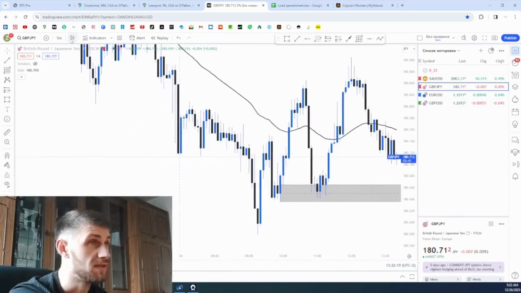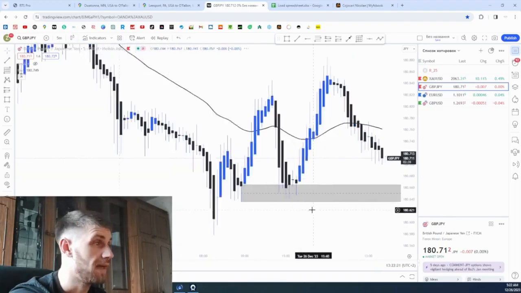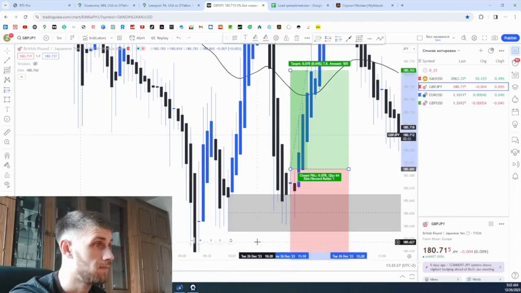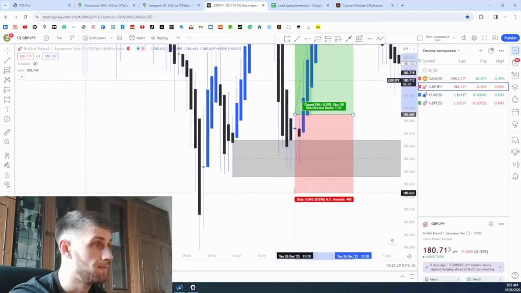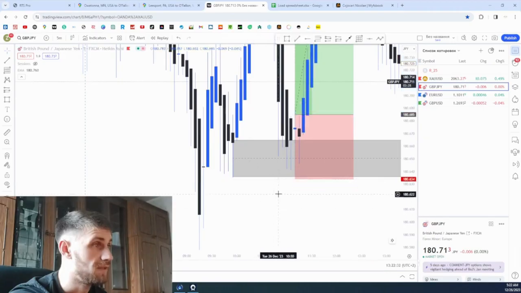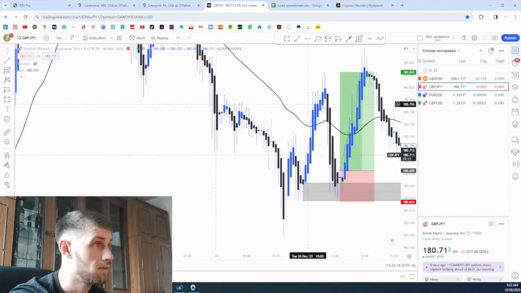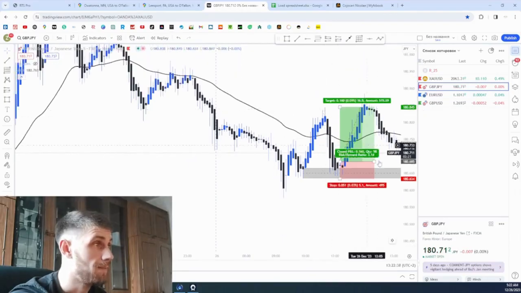But what you can do instead, you can still keep the Heikin Ashi, and you can enter on the break of this candle. The stop loss you're gonna put beneath here, and you're gonna drag, targeting this high.